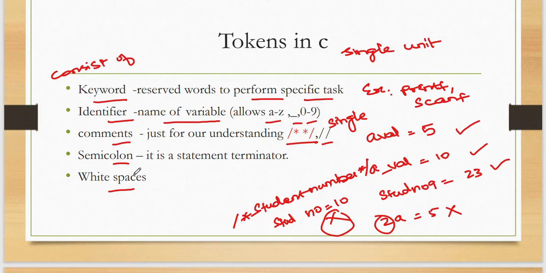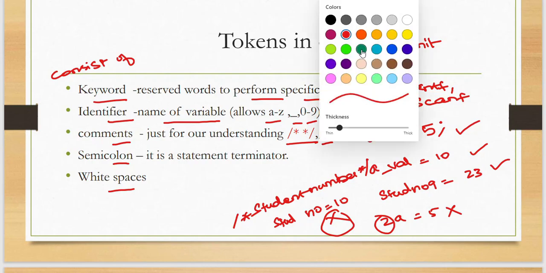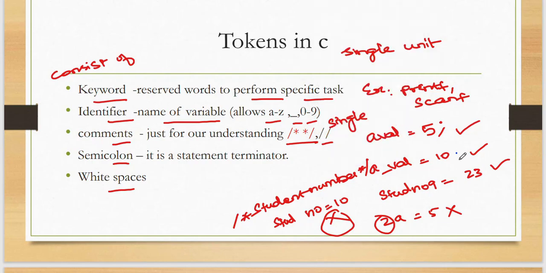And the next one is semicolon. Semicolon is also called a statement terminator. So wherever you are using val equal to 5, the statement must end with a semicolon. Every statement must end with a semicolon. The semicolon is also called a token, which is a statement terminator.